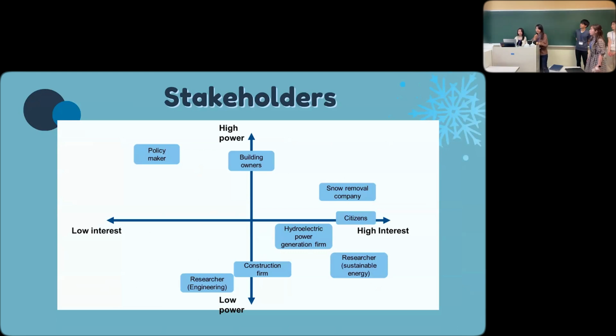We will now describe the stakeholders involved. Highly interested stakeholders include 3 ones: snow removal companies, sustainability researchers, and hydroelectric power generation firms. Also important decision makers are building owners and policy makers. Citizens need snow reduction, while hydroelectric generation companies and building owners are focused on maximizing profit and minimizing energy consumption.